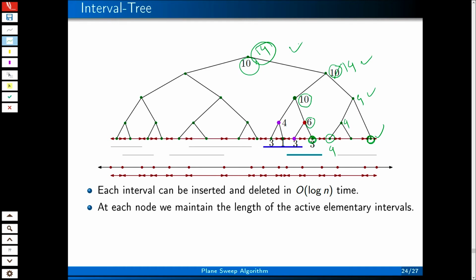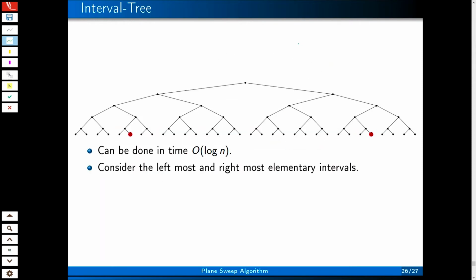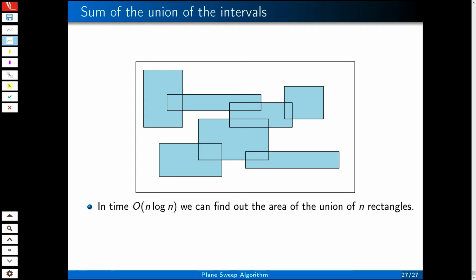So any insert or delete can be done in log square n time. So together this can be done in log n time. This log square n can be modified to log n. I will not go into the details of that, but it's present in the slides. If you are interested, you can have a look why this is log n. So in time n log square n, I can find out the area of the union of the rectangles.